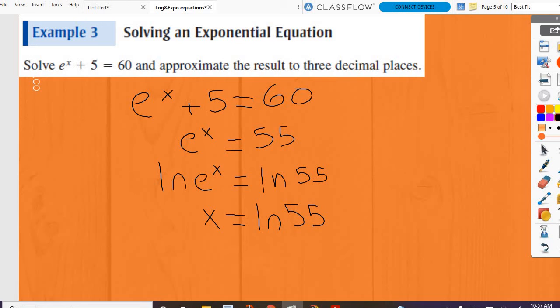And again, they ask us to round. You have a natural log button on your calculator. So what do we get that answer is? 4.007. Are we all able to get that answer with whatever calculator we're using? Because you will have some on your homework where you need to round for your decimals.